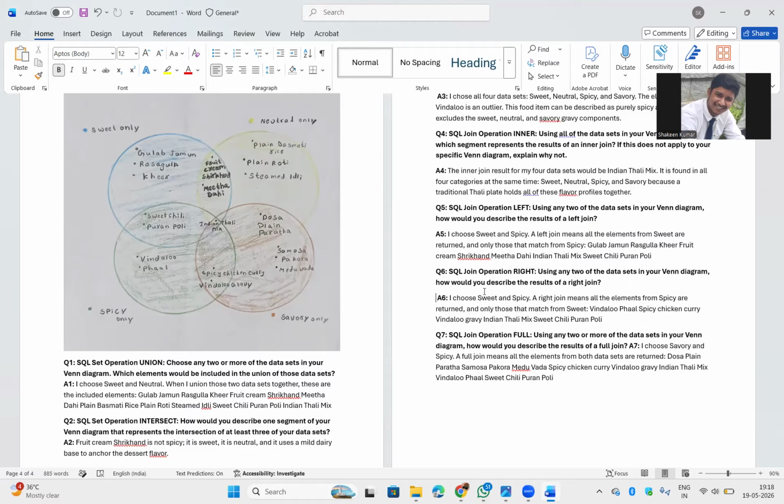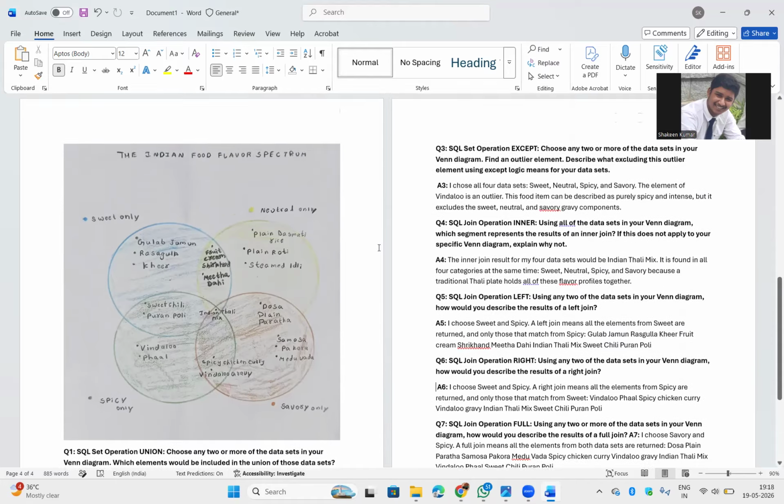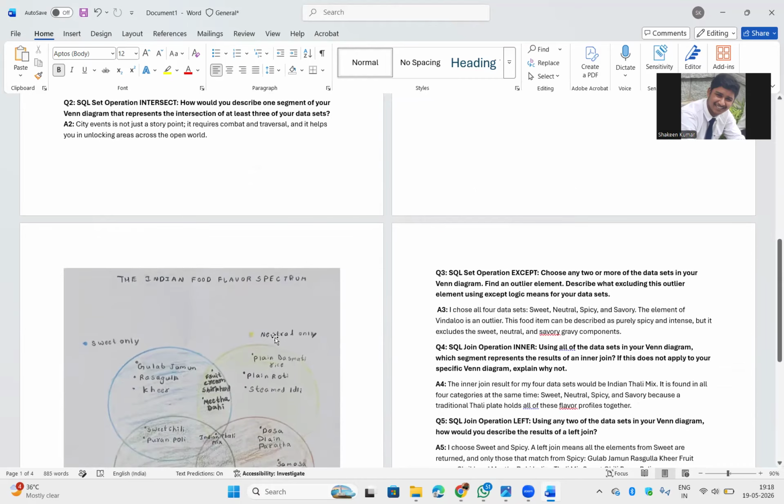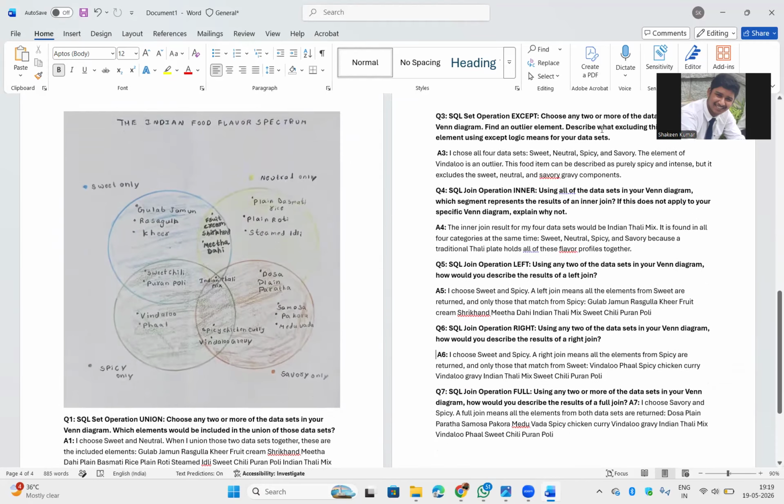This all comes under it, and this is what I have answered for my two Venn diagrams, which I chose online and which I have drawn with my own hands. So next we go to the online resources.